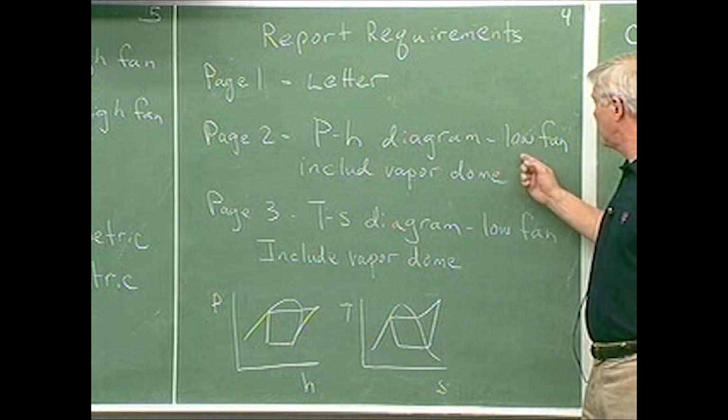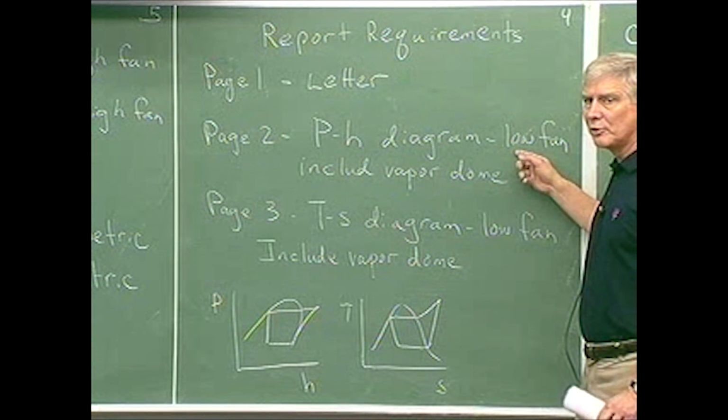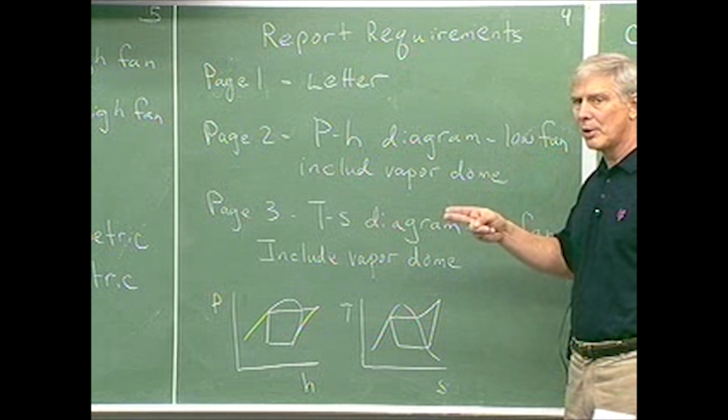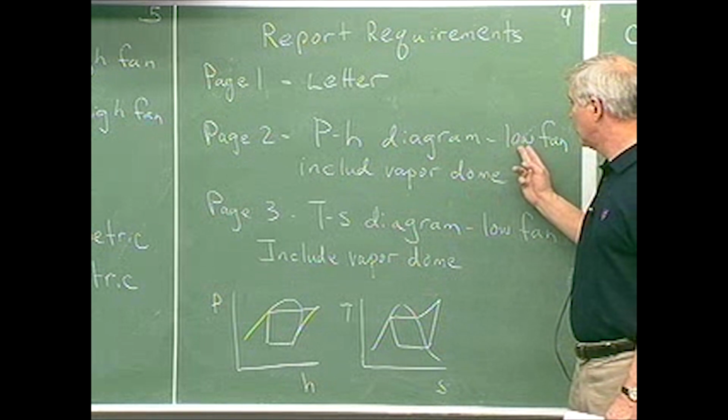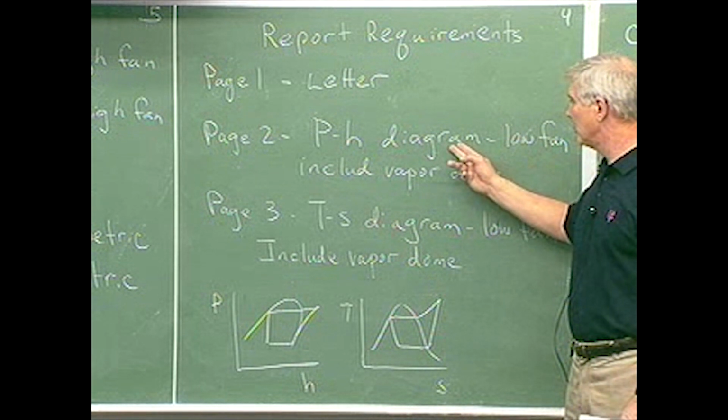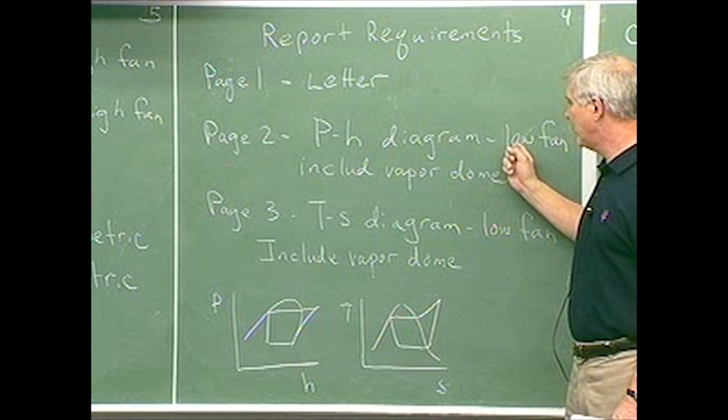Page 2, the one on page 2, is for the low fan setting. You're going to do the experiment with 2 fan settings, and we'll describe that in the lab part in just a minute. But you're going to do it at 2 fan settings, a low fan and a high fan. So page 2 is the pH diagram for the low fan setting.